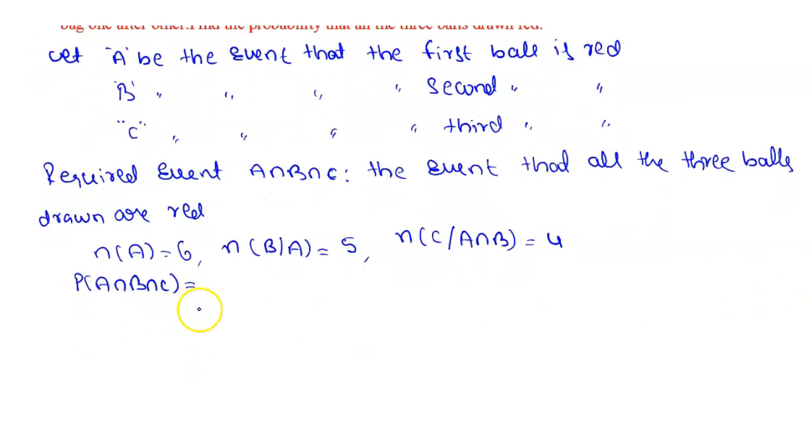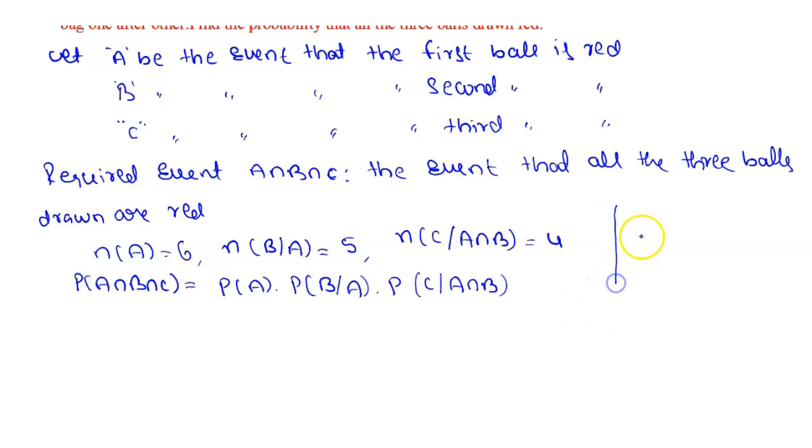P of A intersection B intersection C is equal to P of A into P of B divides A into P of C divides A intersection B. Right? So here, total balls how many? N of S is equal to 10. Right? So P of A is nothing but N of A by N of S. So that is nothing but 6 by 10.